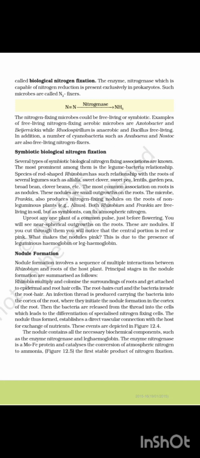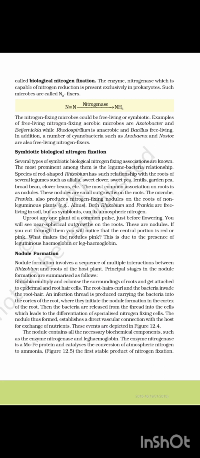Principal stages in the nodule formation are summarized as follows. Rhizobium multiply and colonize the surroundings of roots and get attached to epidermal root hair. The root hair curls and the bacteria invade the root hair, and an infection thread is produced carrying the bacteria into the cortex of the root. Then the bacteria are released from the thread into the cell, which leads to differentiation of specialized nitrogen fixing cells. The nodule thus forms stabilizes and a direct vascular connection with the host for exchange of nutrients. These events are depicted in figure 12.4.